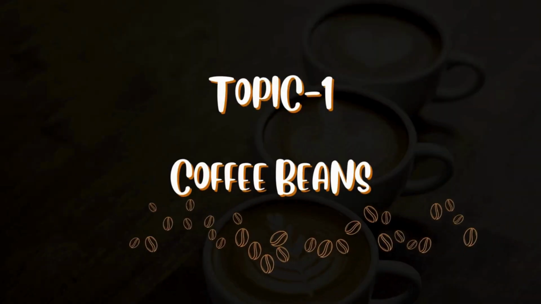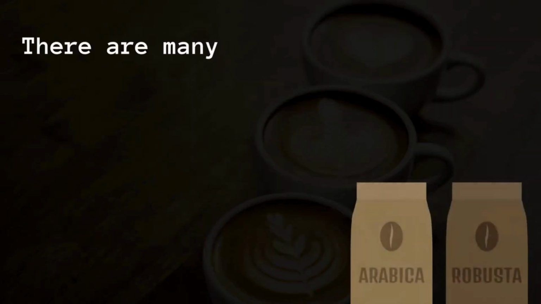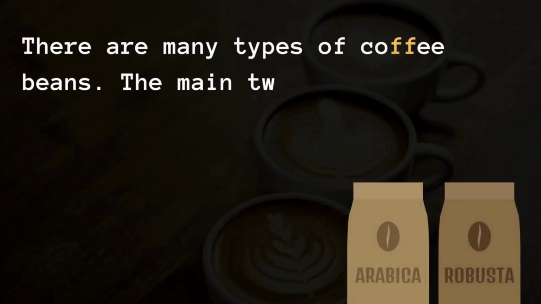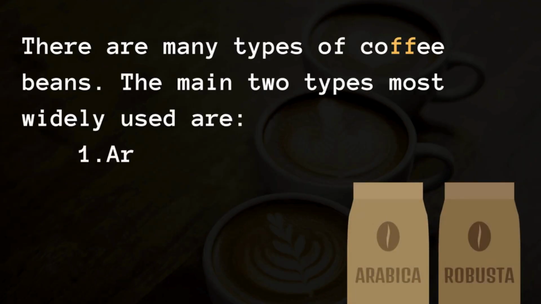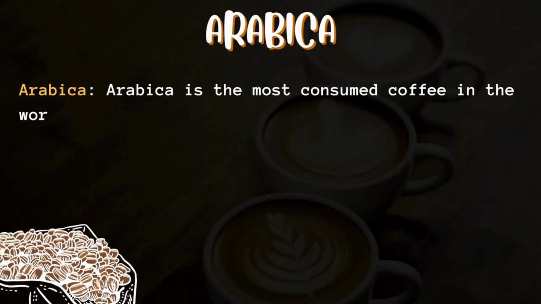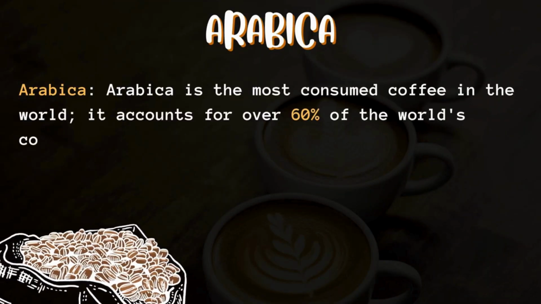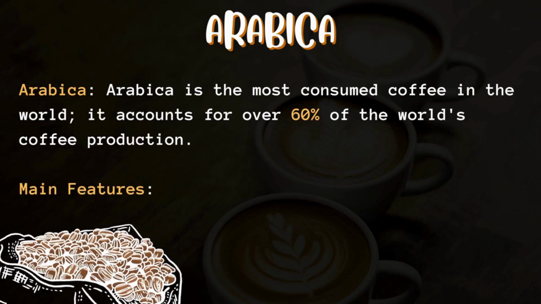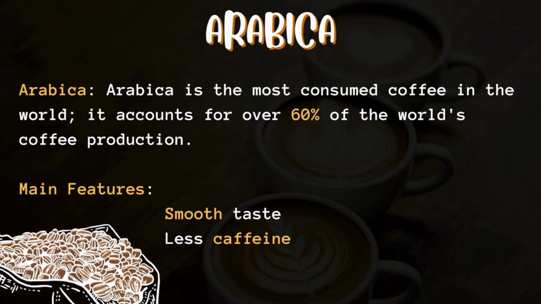Basics. Topic 1. Coffee beans. There are many types of coffee beans. The main two types most widely used are Arabica and Robusta. Arabica is the most consumed coffee in the world. It accounts for over 60% of the world's coffee production. Main features: smooth taste, less caffeine, expensive, long beans.